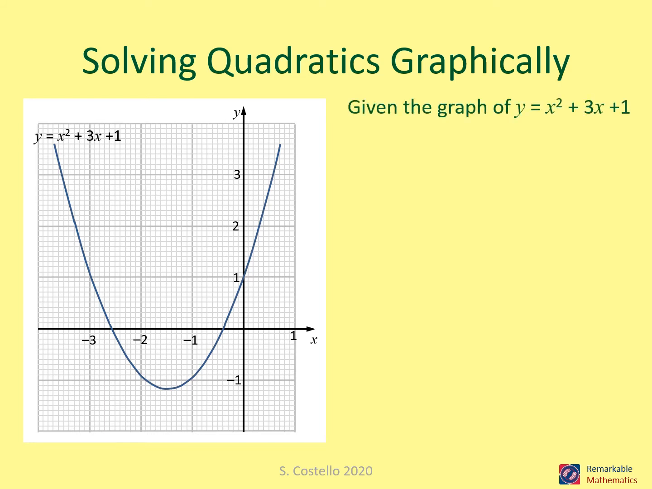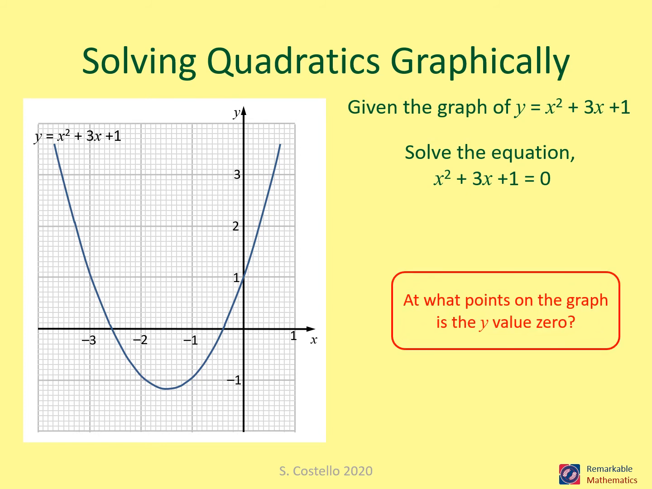So, given the graph of y equals x squared plus 3x plus 1, solve the equation x squared plus 3x plus 1 equals 0. What it's asking for is, when will the output of this graph be 0? And that is these 2 points here. It is the solutions to the equation: x equals minus 2.6 and x equals minus 0.4.